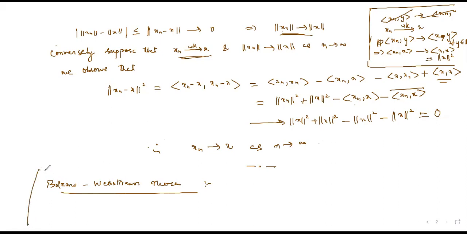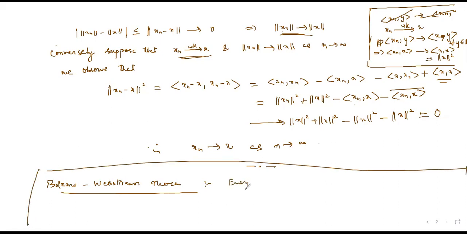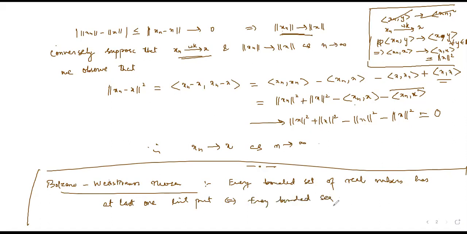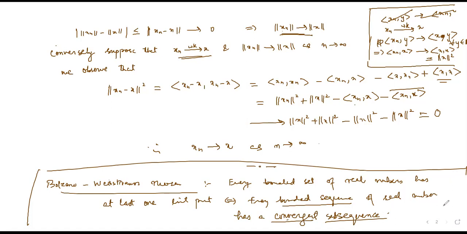The Bolzano-Weierstrass theorem in real numbers says every bounded set of real numbers has at least one limit point. This is equivalent to saying that every bounded sequence of real numbers has a convergent subsequence, because a limit point would be the limit of a subsequence. So every bounded sequence has a convergent subsequence. That can also be the statement of the Bolzano-Weierstrass theorem.